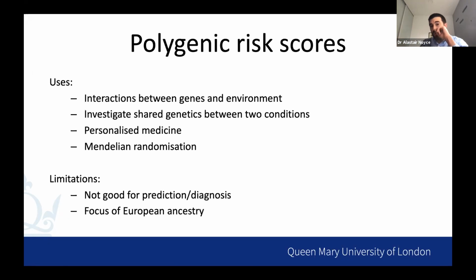But where those polygenic risk scores are really useful for the kind of work that I do is they're very useful for examining interactions between genes and the environment, examining shared genetic architecture or shared genetic basis between two conditions, let's say Parkinson's and diabetes, potentially for personalized medicine, and for causal inference and a process called Mendelian randomization, which I'm going to tell you about. Limitations, as I say, not good for individual prediction or diagnosis, and really, as I've already mentioned, have to date had a very heavy focus on people of European ancestry, and hopefully GP2 will revolutionize that.